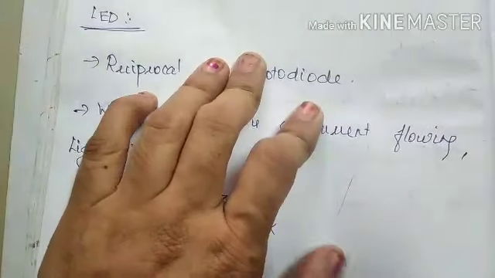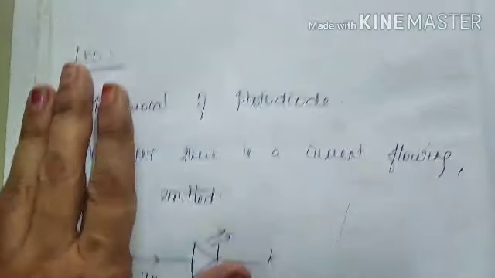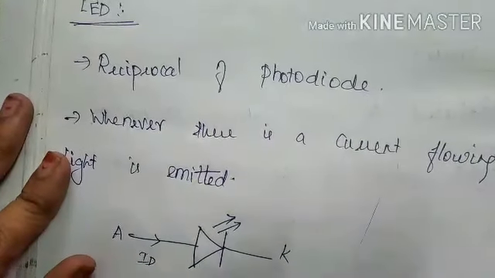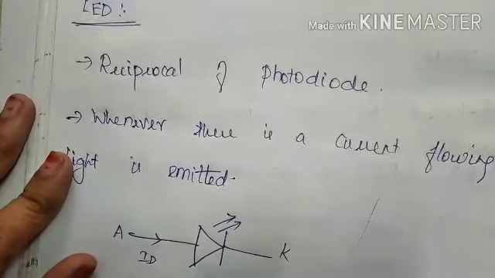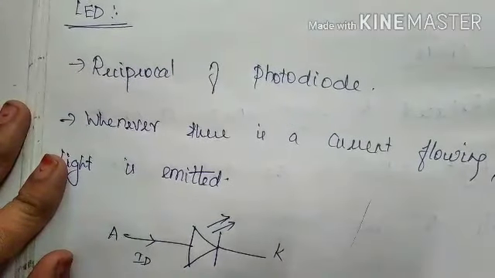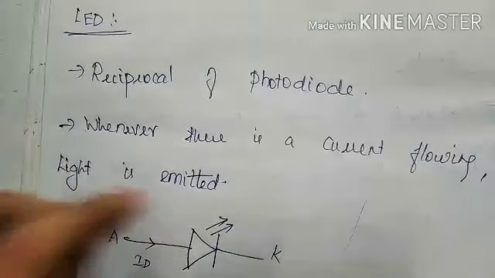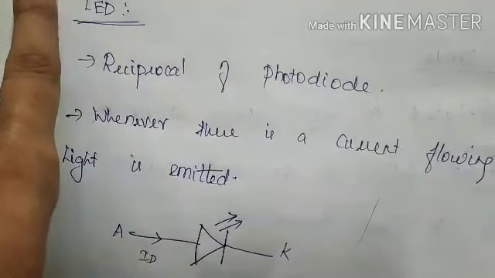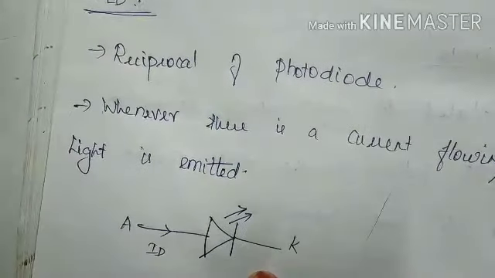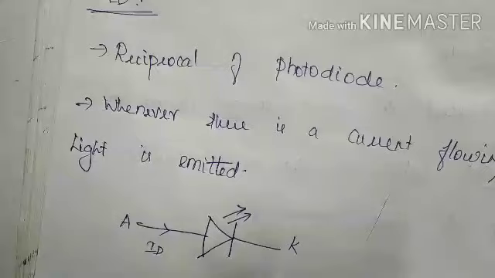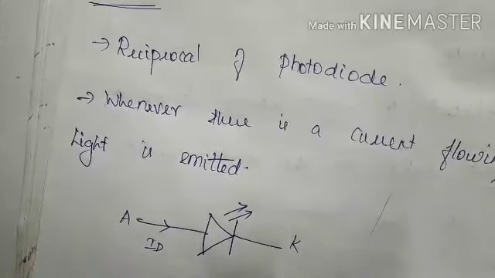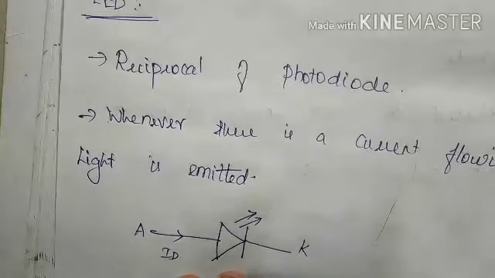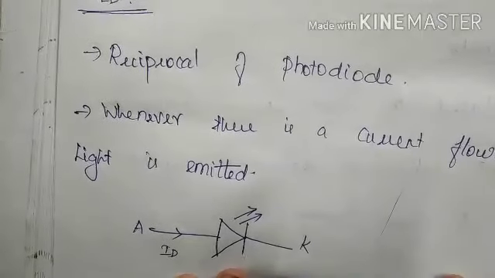Please mention in the comment box in which biasing condition the photodiode will operate, whether it will be forward bias or reverse bias. LED will work in a forward bias condition. Whenever there is a current flow from anode to cathode, the light gets emitted. That is during forward bias, because of majority charge carriers. We can say the type of current is majority carrier current.